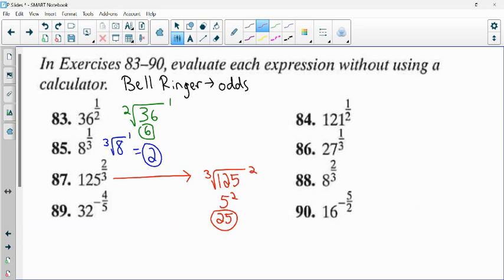If you had the exponent on the inside, you'd have to do 125 squared first, which is much more difficult, and then take the cube root of that, which again is difficult.